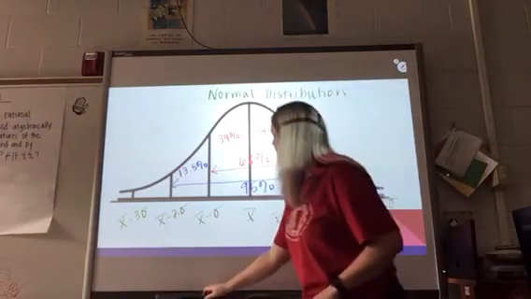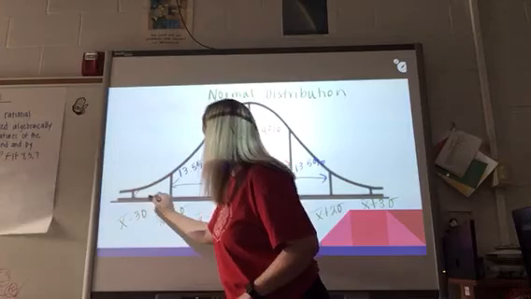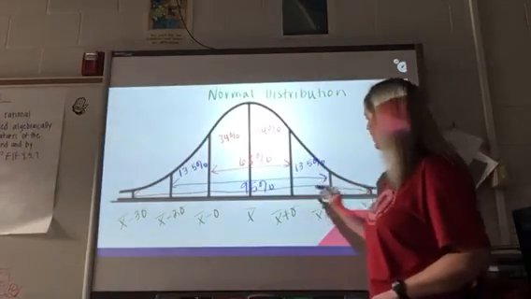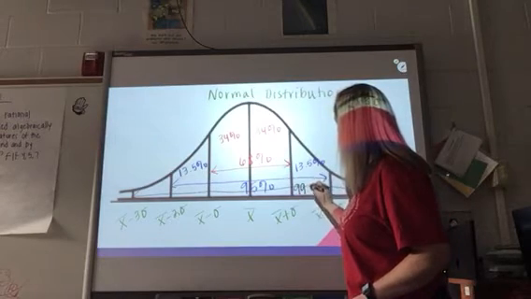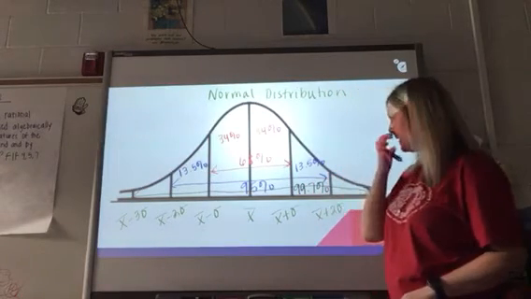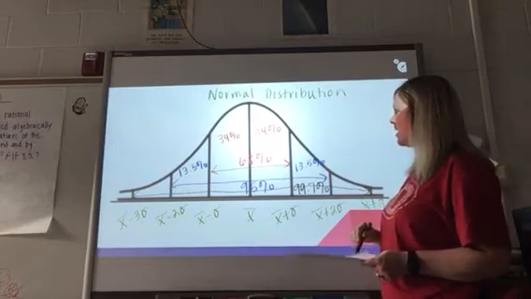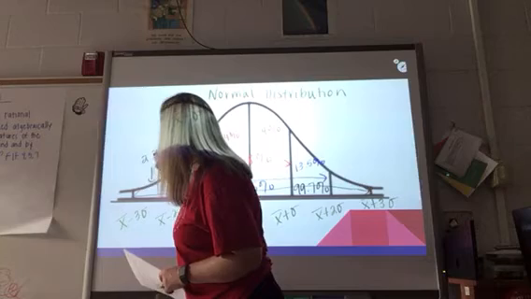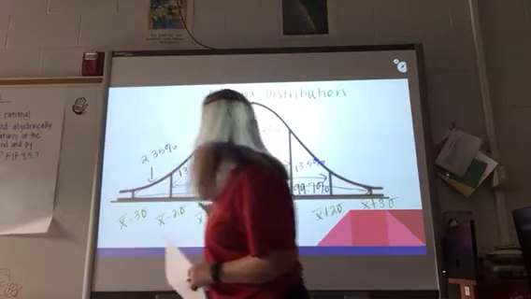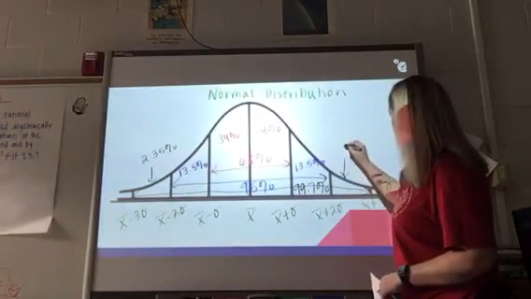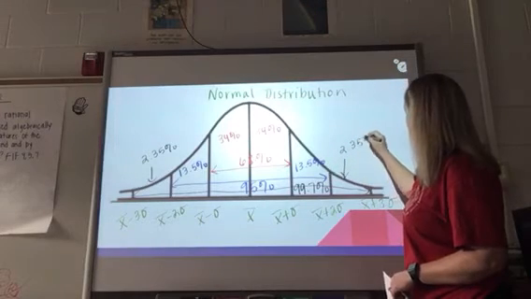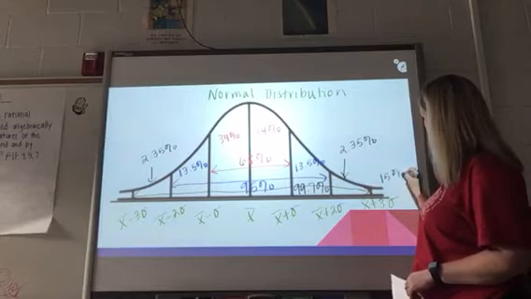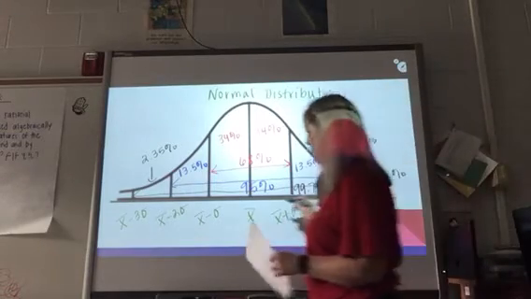Okay, and lastly, if I go all the way from here to here, that is 99.7% of the data. And if I calculate this section, it is 2.35%, as well as this one, which leaves these tails right here as 0.15%.